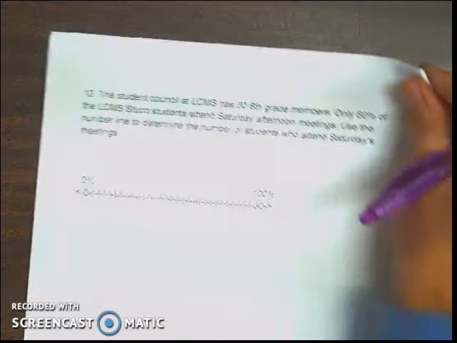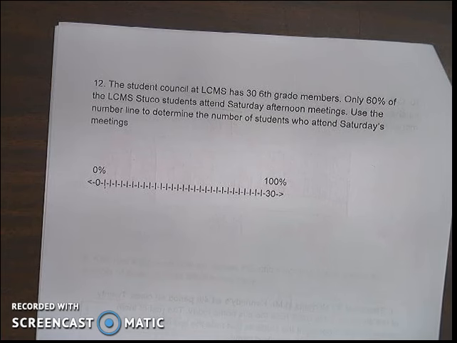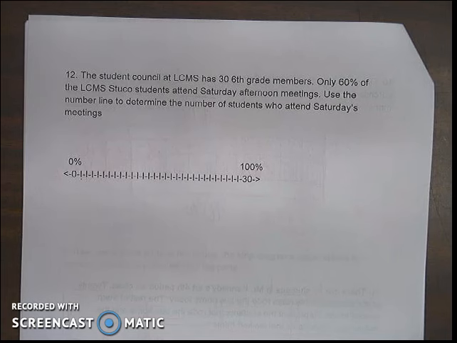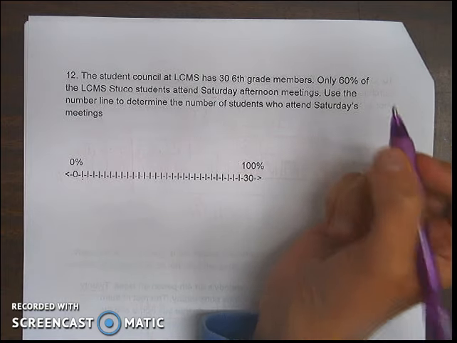The student council at LCMS has 36 grade members. Only 60% of the LCMS STUCO attended Saturday afternoon meetings. Use the number line to determine the number of students who will attend Saturday's meeting. Okay, so they have given you a number line, and I personally think that the number line is confusing. So if you want to use it, you can. I don't want to use that.